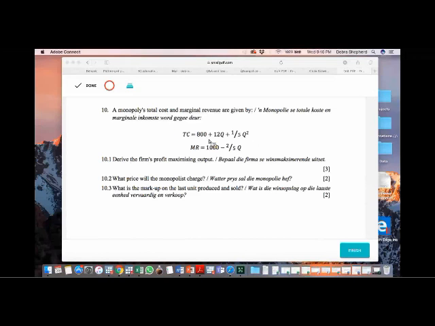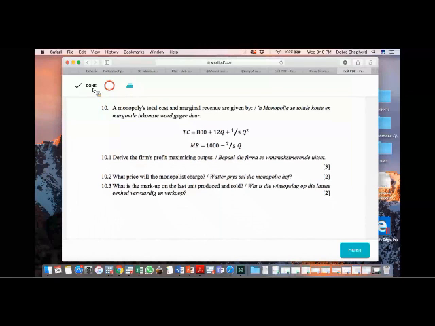This question tells us a monopoly's total cost and marginal revenue are given by the following functions. Derive the firm's profit maximizing output. So what we need to find is where MR is equal to MC. Firms will profit maximize when MR equals MC. We have MR, it's 1000 minus 2 over 5Q.